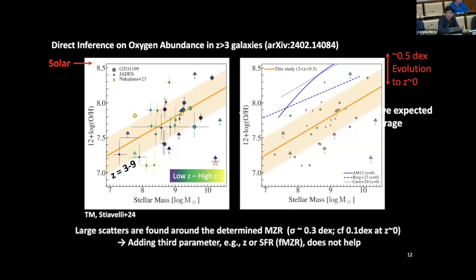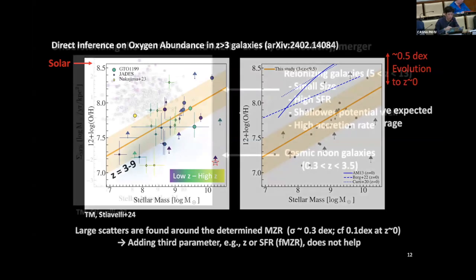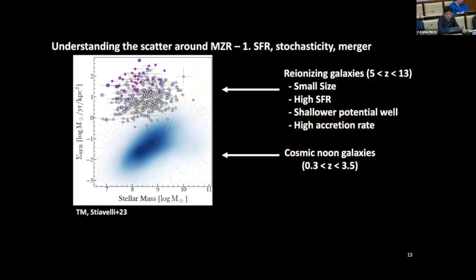But another thing that we noticed with this larger sample than the previous one was that we see larger scatter than we expected originally. So we tried to reduce the scatter by adding redshift or star formation rate, but it didn't help. So we couldn't resolve the larger scatter that we are seeing. We are now trying to understand what is causing the large scatter.